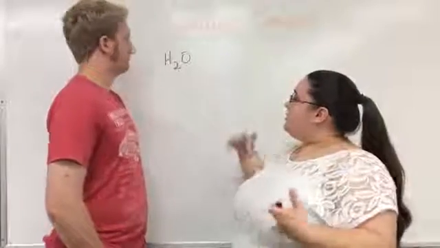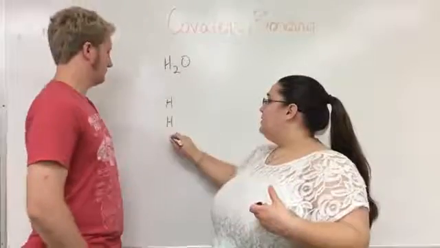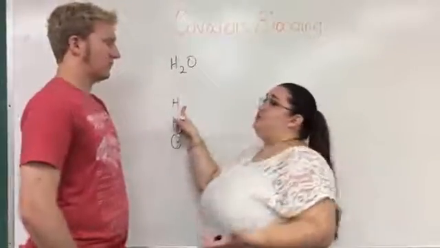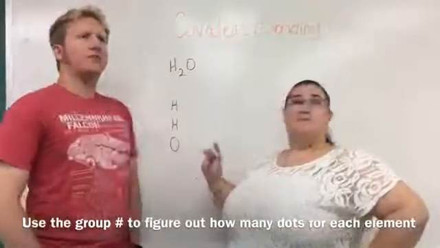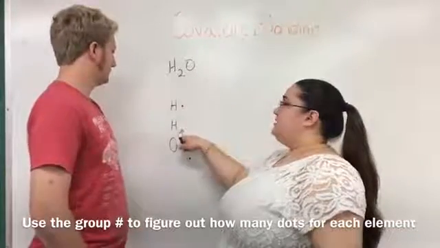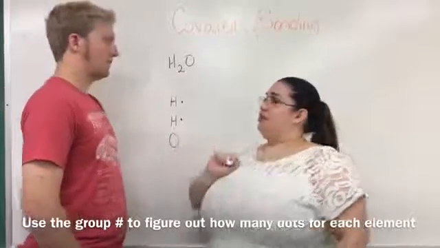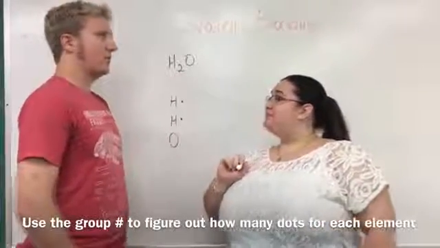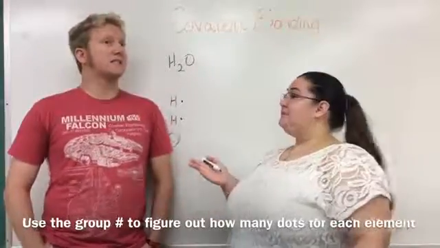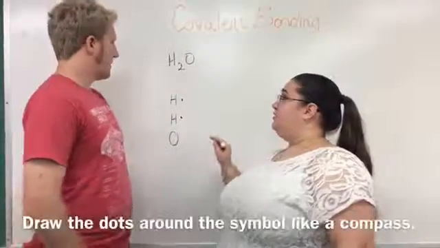First I'm going to consider I have two H's and an O. How many dots does the H get? It's column 1, so it's only going to have one dot. Exactly. One valence electron, one dot. What about this H? Same thing, one dot. How many does oxygen get? It's in 16, so it's going to have 6 around it. 6 valence electrons. Exactly.